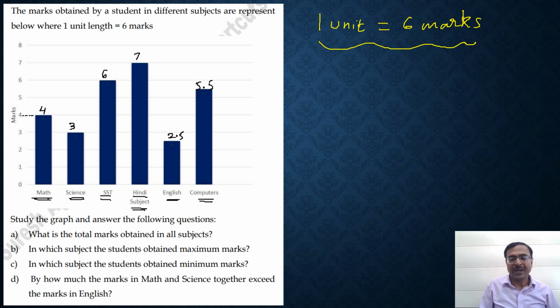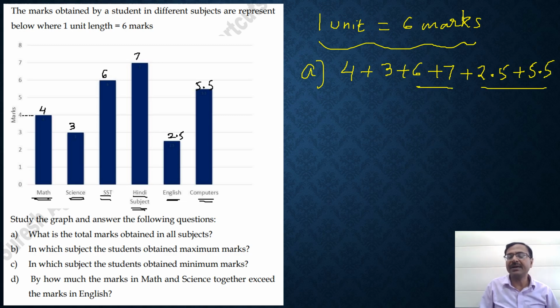Okay. Now let's answer the questions which follow. For the A part, he asks us what is the total marks obtained in all subjects. See, the first one, that is maths, rises up to 4. The second one rises up to 3. The third one rises up to 6. The fourth one to 7. The fifth one to 2.5, and the sixth one to 5.5. Just add all of them, you will get 8 and 13. 8 and 13 is 21, and 7 is 28, right?